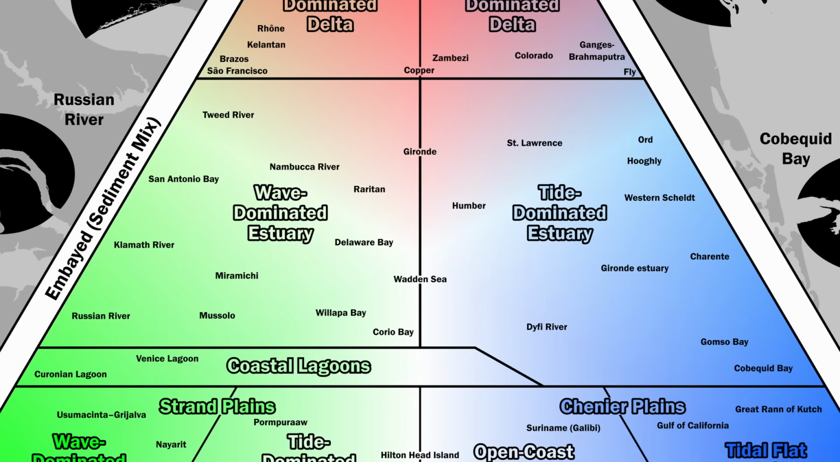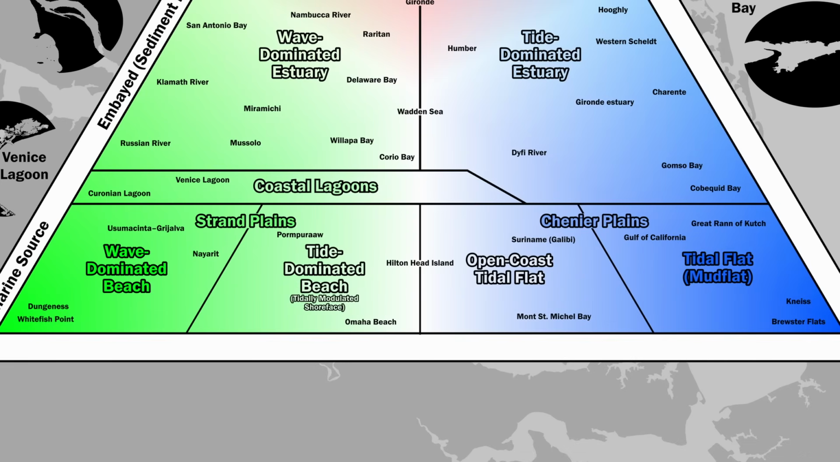But now we must move to the very bottom of the chart, and these are places where there is essentially no rivers at all. This section will be more of your typical beaches, or what you'd expect of a typical coastline.